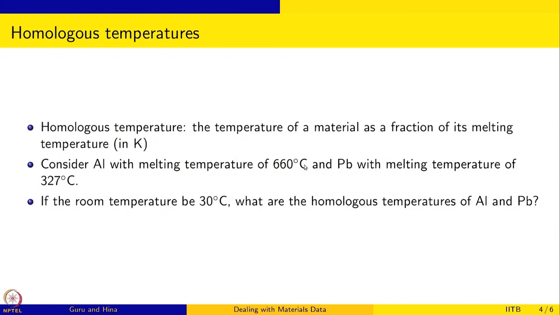For example, if homologous temperature is 0.5 for two different materials, then both of them are at a temperature which is 50% of their respective melting temperatures, right. So, this concept is very useful. Let us say that we want to calculate the homologous temperature. Let us consider aluminum, which has a melting temperature of 660 degrees Celsius, and lead, which has a melting temperature of 327 degrees Celsius, right. And let us say both of them are at room temperature, and let us assume that the room temperature is 30 degrees Celsius. What are the homologous temperatures of aluminum and lead, right?